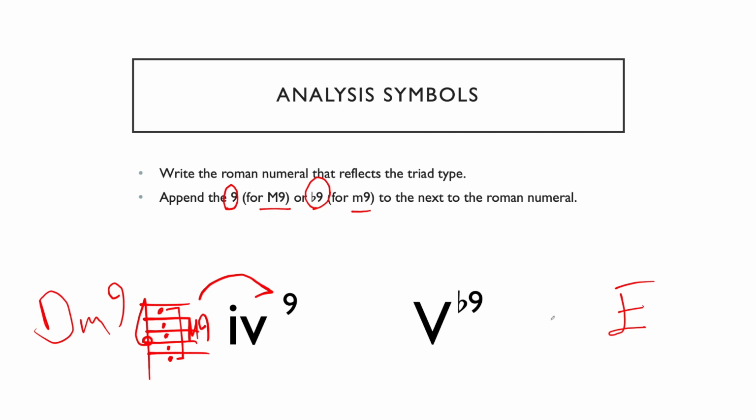But here, if we spell an E dominant ninth, the chord will be with G sharp. If the mode is minor, of course, in A minor, the ninth of the chord will be F natural, so the interval will be minor ninth. And we should write it as flat 9.